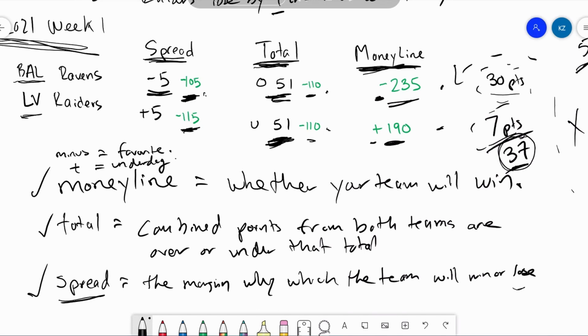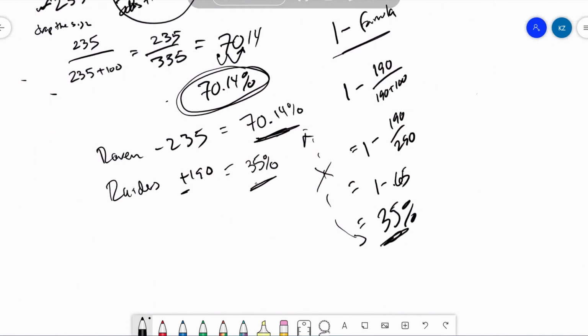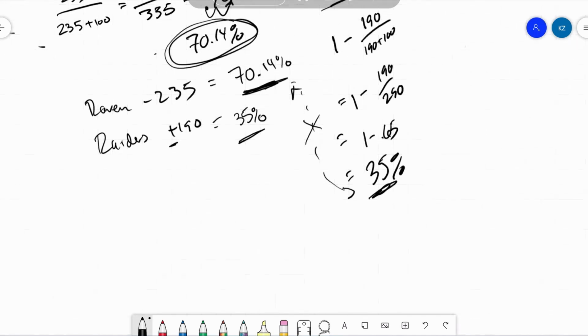And I'm going to use this money line and dive into that a little bit more here. So we did our calculation and we found out the percentage for the Ravens to win is 70%. That's what the sportsbook is saying. So what you want to do, to make profitable bets, before you even look at any of the lines, is come up with your own percentage. This is really, really important.